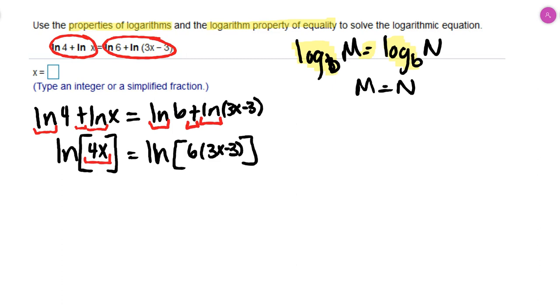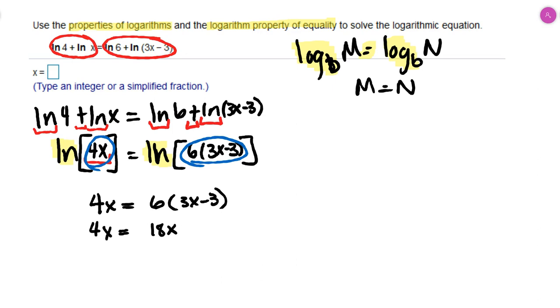On the left, we have natural log. On the right, we have natural log. So what's inside these logs must be equal to each other. So that's going to give me 4x equals 6 times 3x minus 3. I'll use the distributive property to give me 18x minus 18.